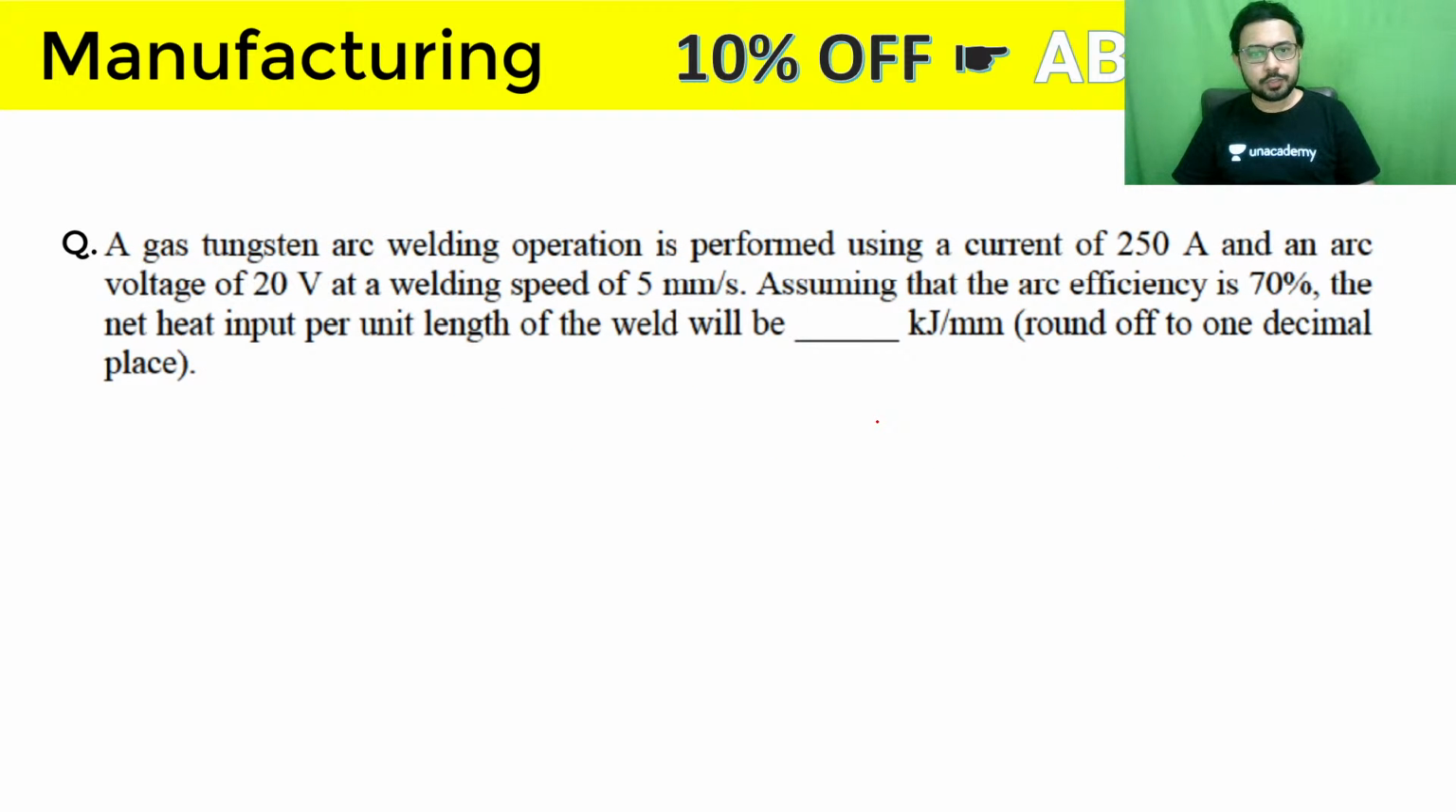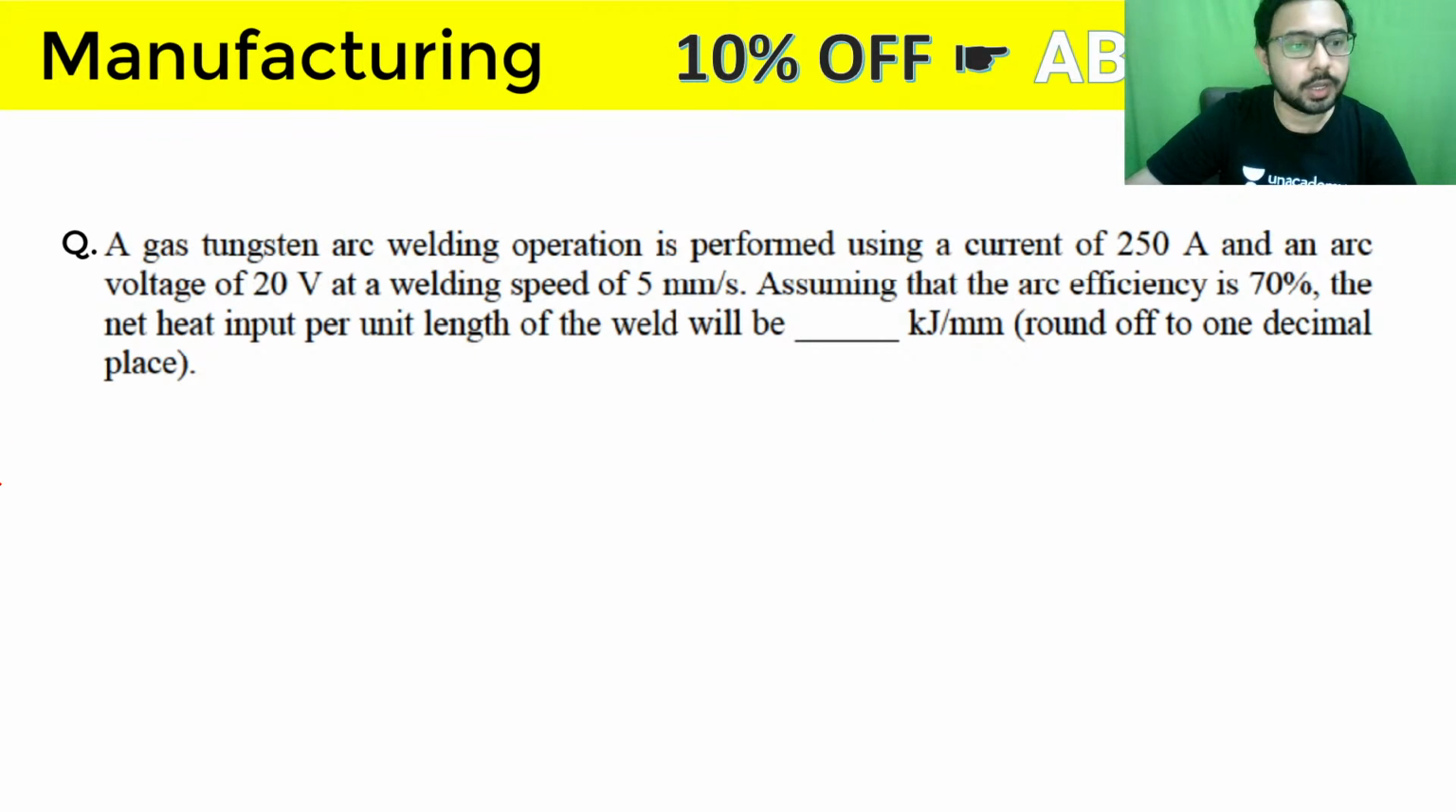So our next question is from welding. In this question, a tungsten arc welding is performed using a current of 250 amperes and an arc voltage of 20 volts at a welding speed given as 5 mm per second. Assuming that the arc efficiency is 70%, the net heat input per unit of the weld will be. So per unit length of the weld.